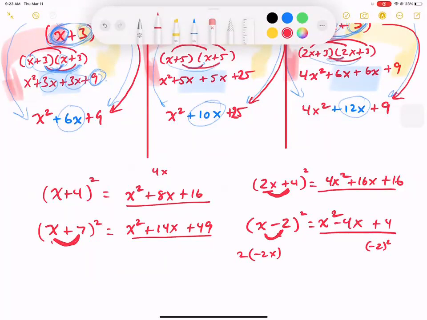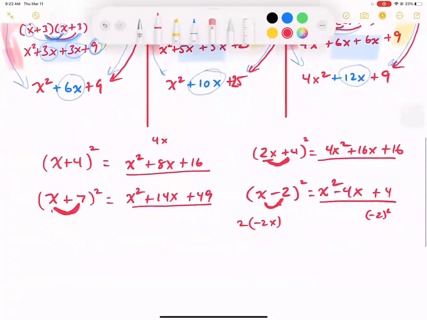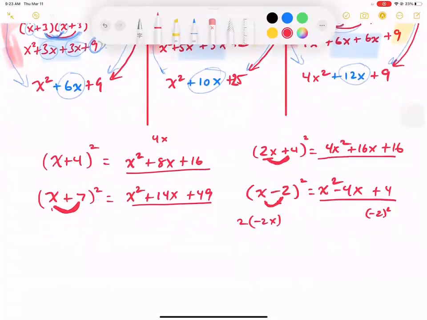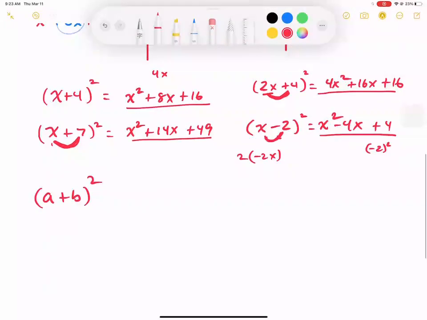Now let's come up with the generic pattern for all these types of binomials. So if I say it's a plus b squared, anything in the front plus anything in the back, and we square it, this always becomes a squared plus b squared in the back plus 2ab, where we're mixing our a values and b values together.